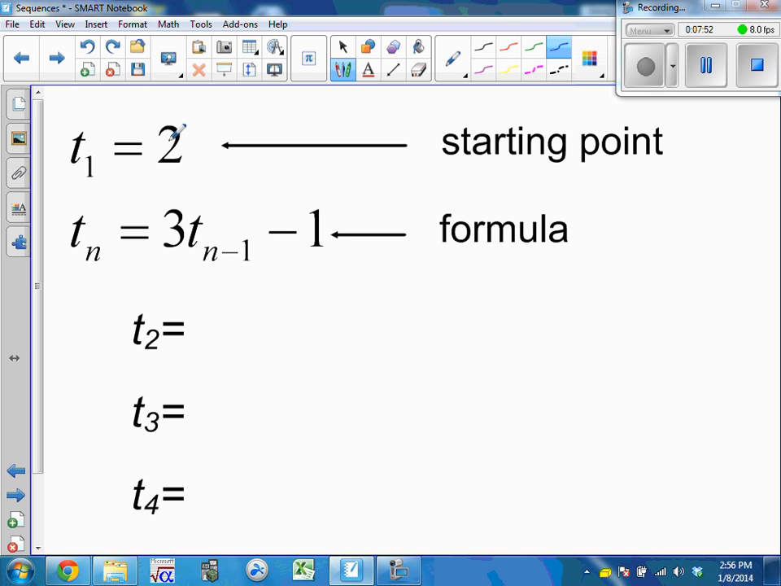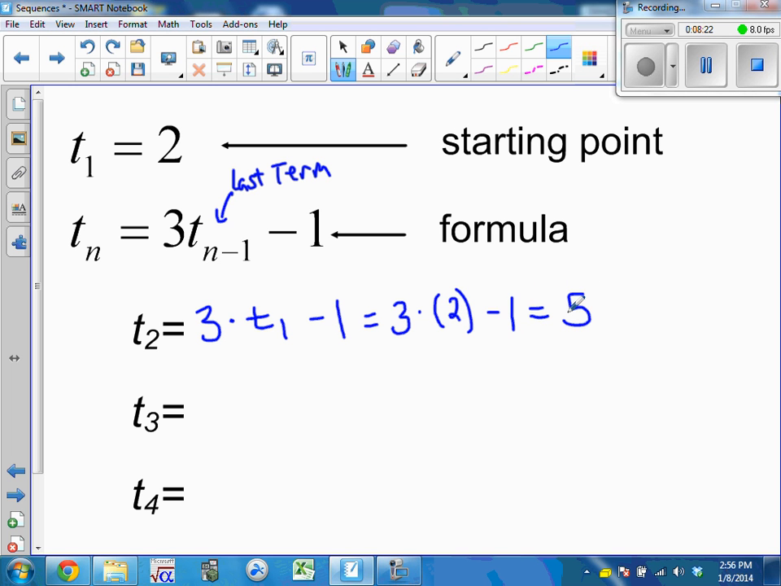My starting point is 2. And my formula is 3 times t sub n minus 1. That means my last term. This is just the last term, minus 1. So it's 3 times, I'm on the second term, my last term is the first term, minus 1. That's going to be 3 times 2 minus 1. So my second term is 5.